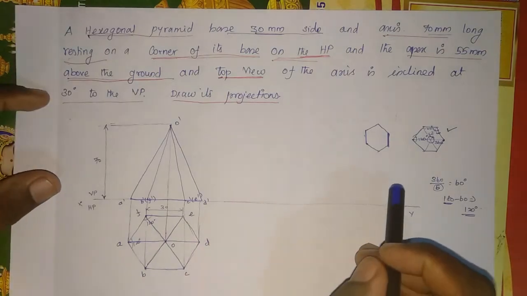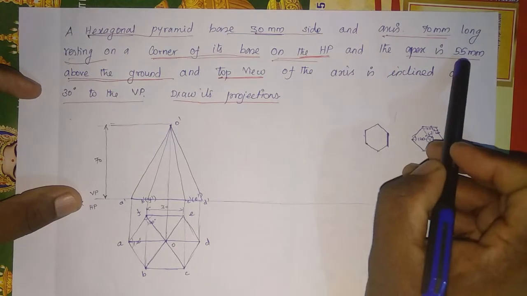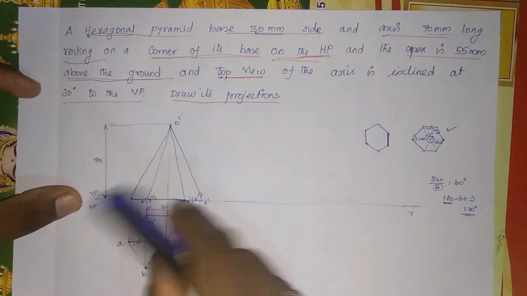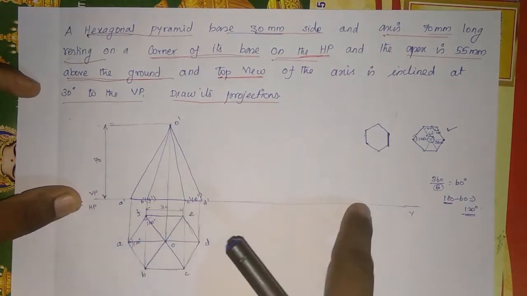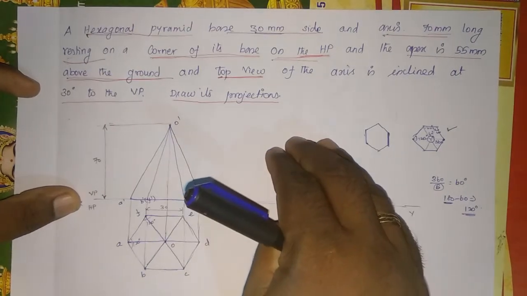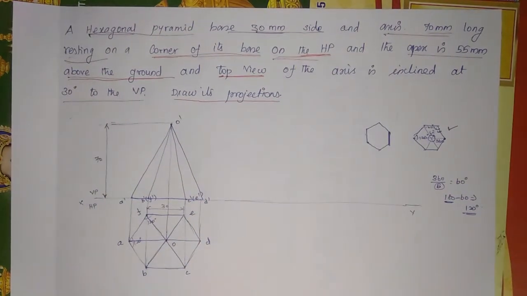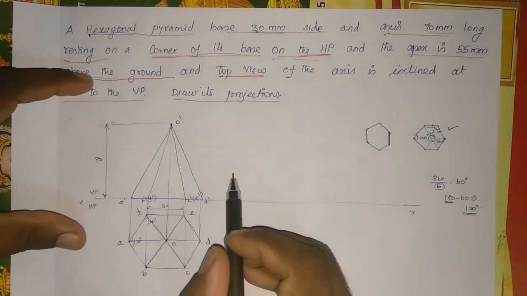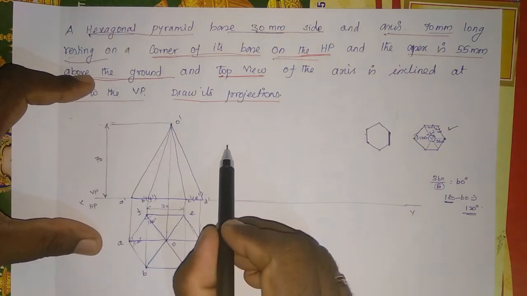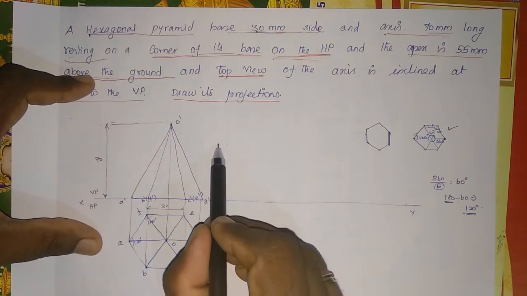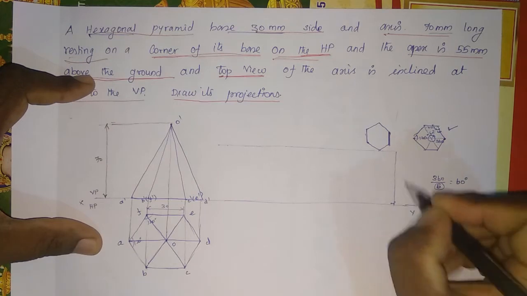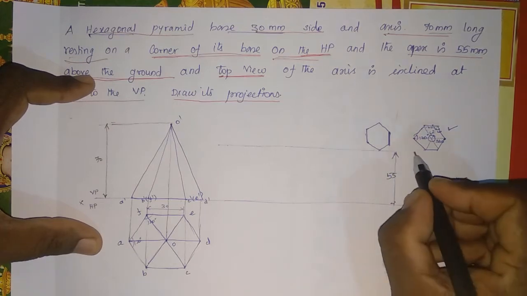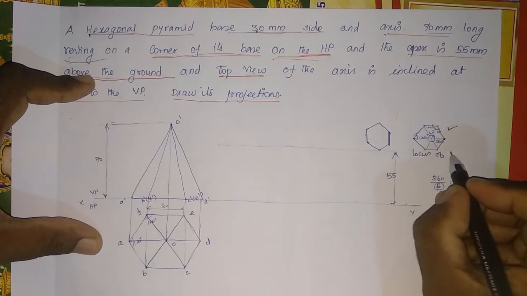For changing the position, the given condition is that the apex is 55 mm above the ground. Here the apex is O. Ground means from this XY line it is 55 mm height. So for that I am going to draw a 55 mm line. So this is the apex distance. This is the locus position, so you can say that is the locus of apex.